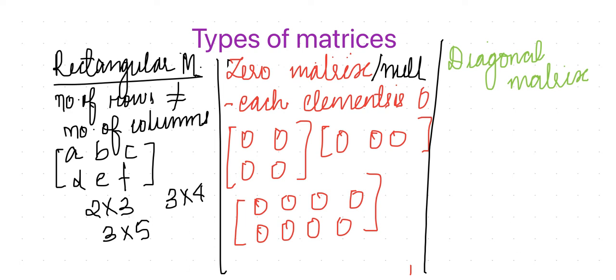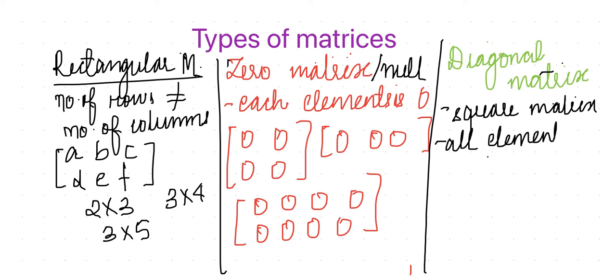In a diagonal matrix, first of all, there are two conditions, children. A diagonal matrix has to be a square matrix. And another condition is that all the elements other than the diagonal should be 0, but in the diagonal you should not have 0. Okay. I'll show you the example. All elements except the diagonal are 0. That is why it's called a diagonal matrix.